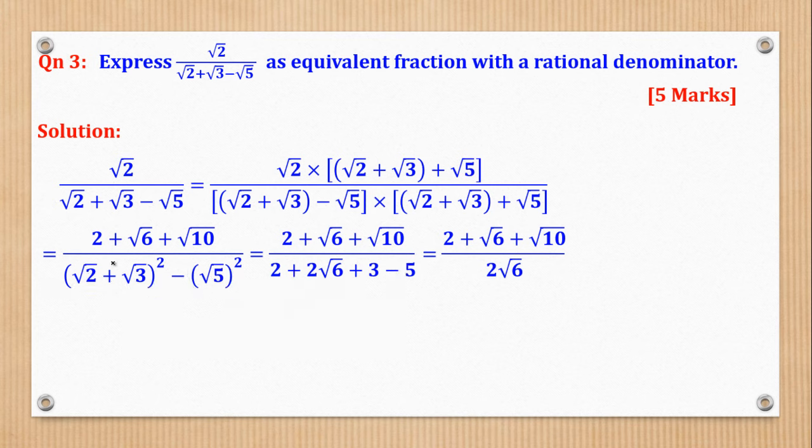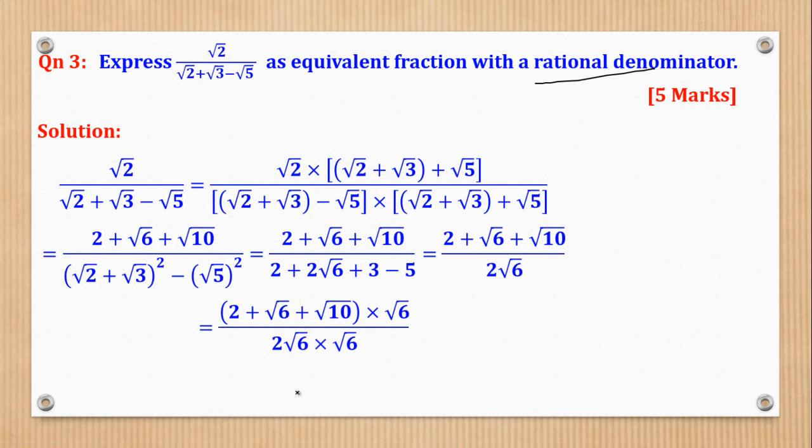Then you simplify. The numerator you can't simplify further, but the denominator you can. So I'm going to collect like terms. This plus this is 5. 5 minus 5 is 0. So I remain with only 2 root 6. Okay, there is still a surd in the denominator, but they want you to get a rational denominator. So I have to still multiply up and down by root 6.